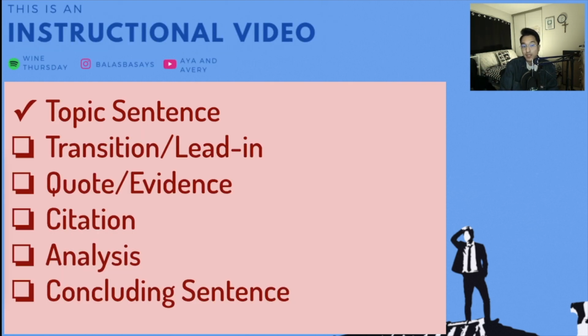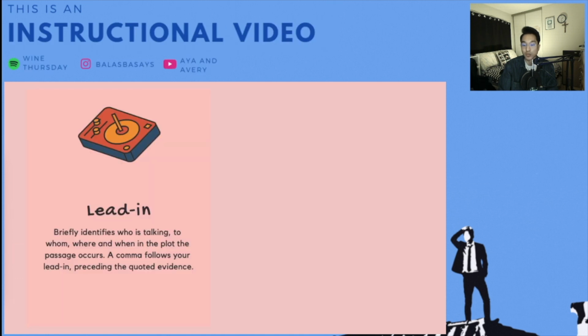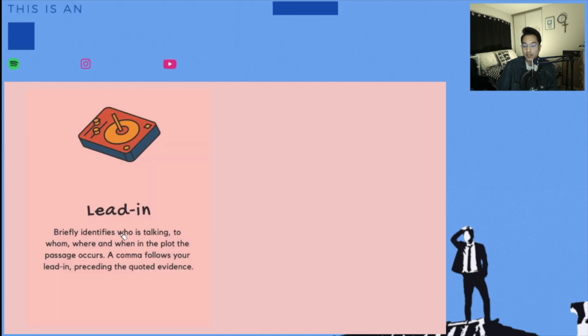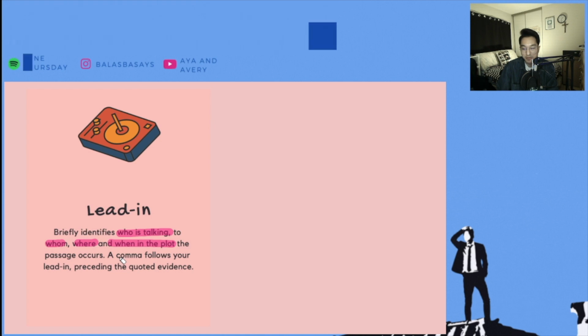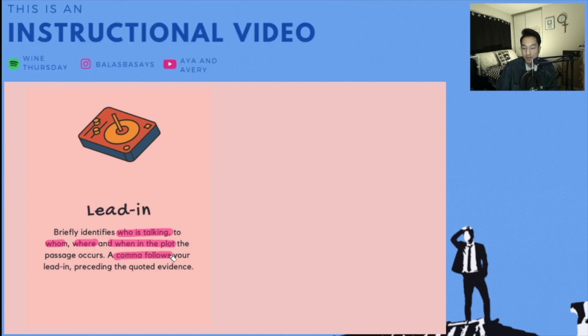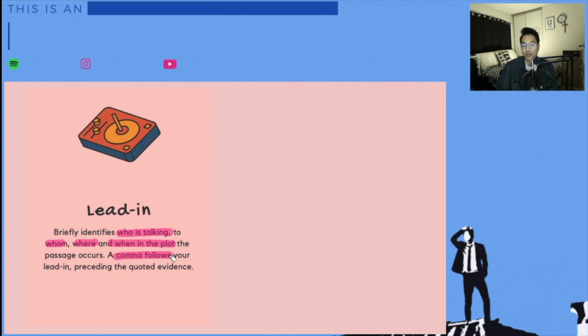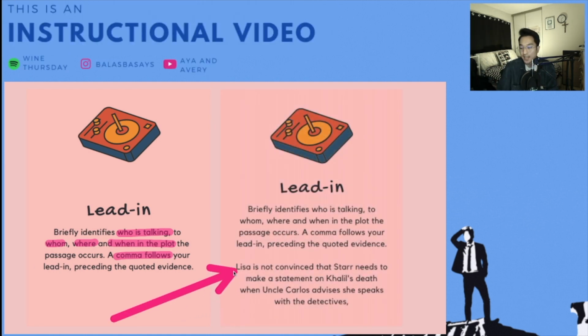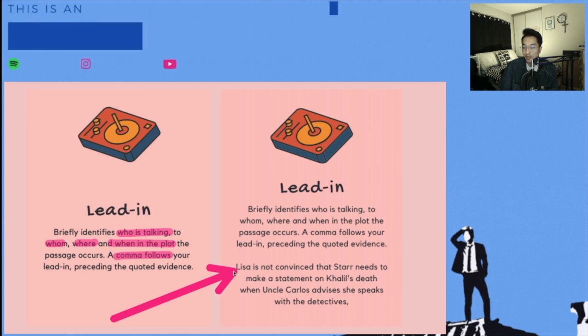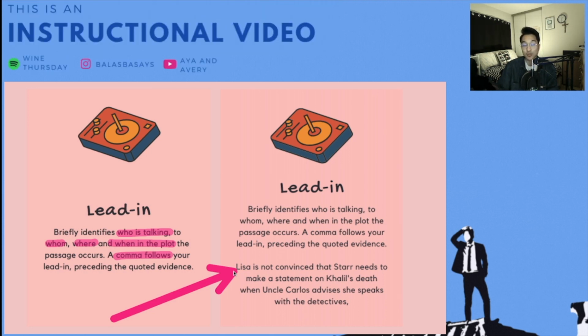So now we'll need something to transition us to the evidence we're providing that supports that claim of Star's family is a controlling factor in the power of her voice, which brings us to our lead-in. The lead-in briefly identifies who is talking to whom, where, and when in the plot the passage occurs. And for formatting reasons, it's not my rule, after your lead-in, there must be a comma preceding the quoted evidence or concrete detail that you're going to provide. So a lead-in for the example could be, Lisa is not convinced that Star needs to make a statement on Khalil's death when Uncle Carlos advises she speaks with the detectives, comma. You gotta make sure you have that comma there, all right?